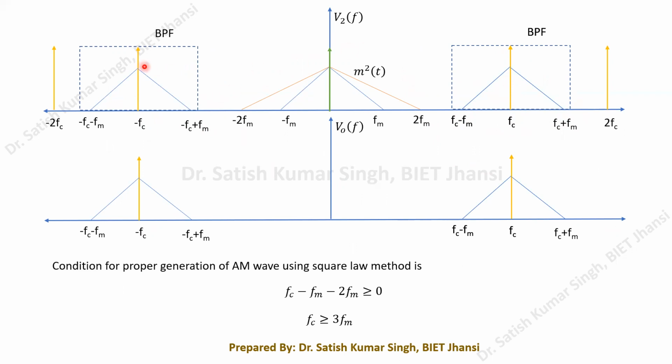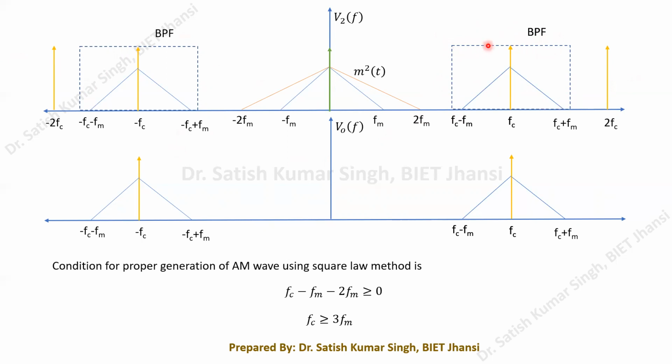Once we have this spectrum of our v2(t) signal after the nonlinear device, what we have to do is pass this signal through a bandpass filter. Let us suppose we have a bandpass filter with characteristics like this. Once we have this bandpass filter characteristic, only this portion of the signal is allowed to pass, because it lies inside the passband of the bandpass filter.